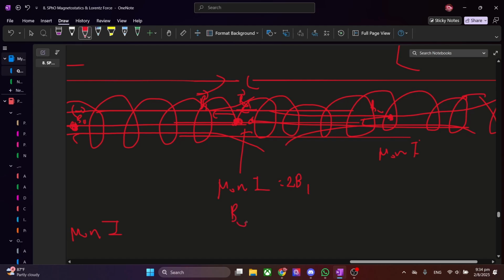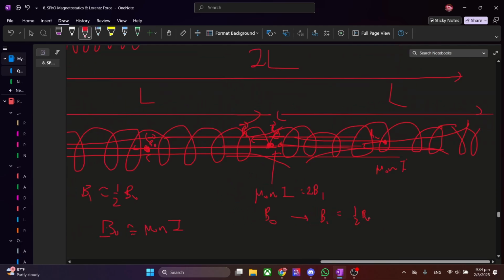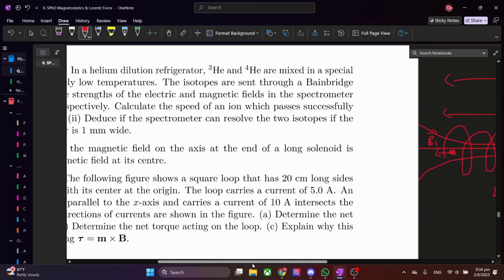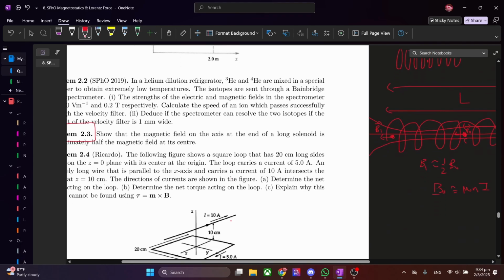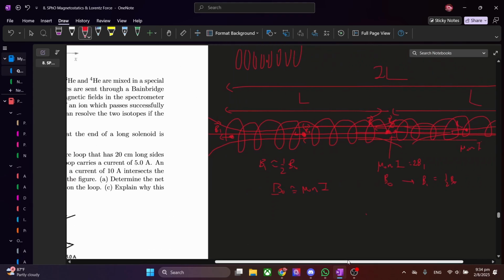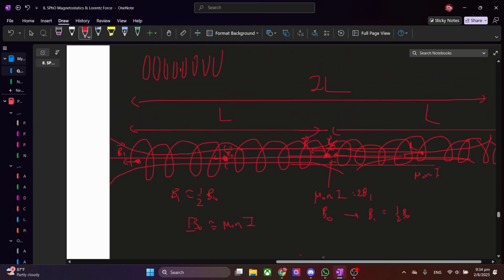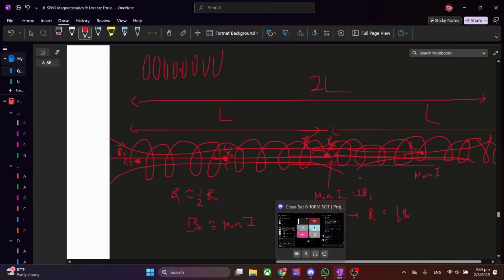And this is your B0. So that just gives us that your B1 is half B0. And that's exactly what we wanted to show. We wanted to show that the magnetic field at the end is half that at the center. And we're done with the problem actually. That's it. We didn't have to do any complicated integration whatsoever, but we got the answer anyway.